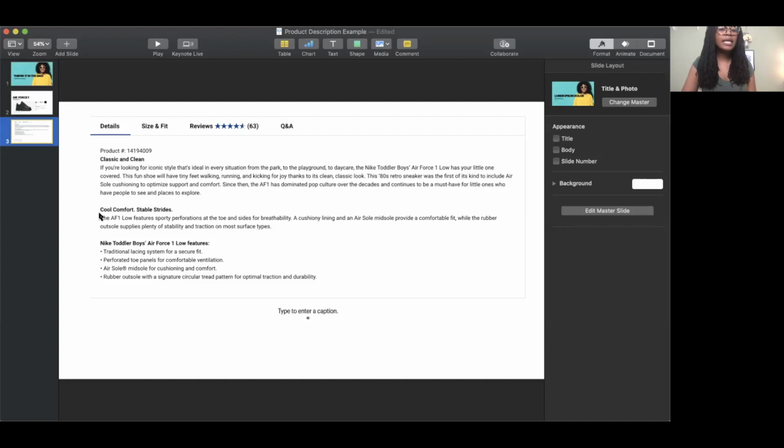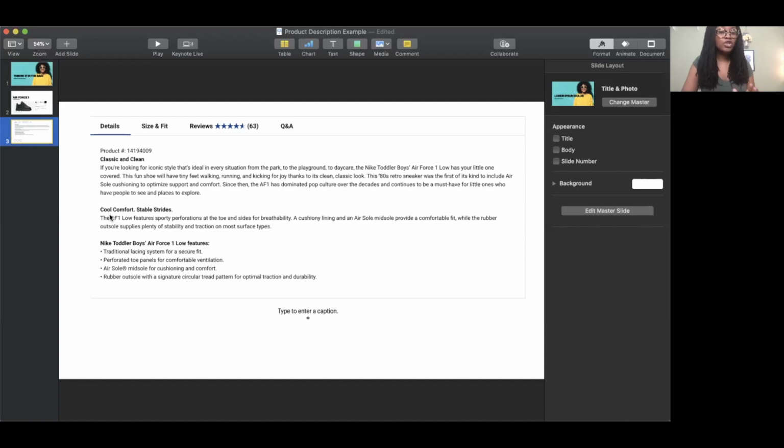All right, so the next headline, we talk about cool, comfort, stable strides, right? So I've already told you what this next group of sentences is going to be about. I'm giving you more benefits. So that's going to be comfortable and that they have some type of security, right?